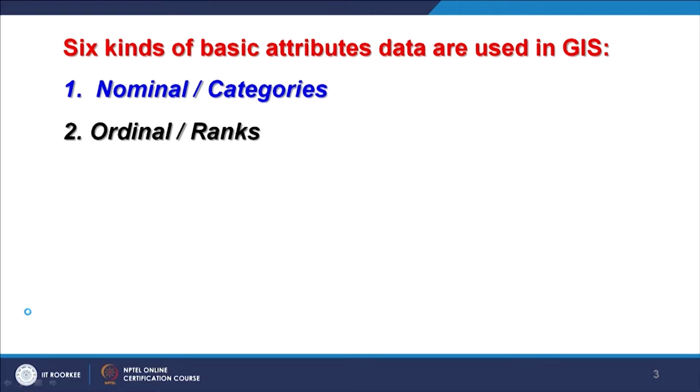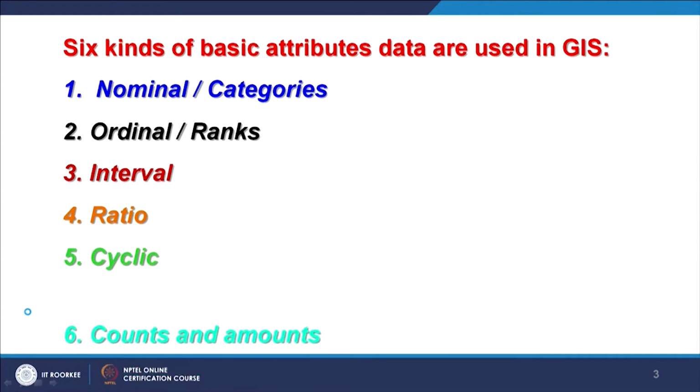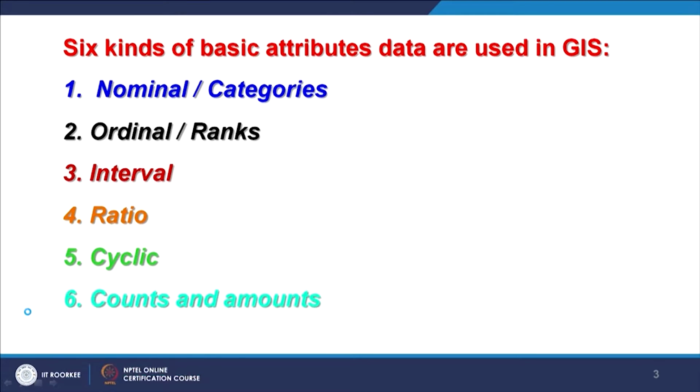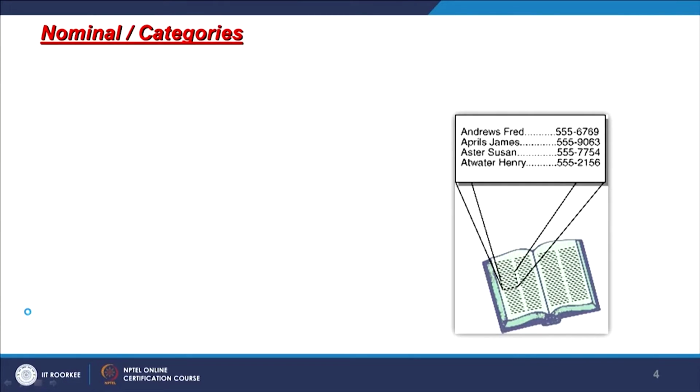Second is ordinal, or ranks data, and there is a difference between nominal and ordinal; we will see that in much more detail. Then interval, then ratio, and then cyclic data. Many times we have to use cyclic data, especially for bearings and other things, and finally counts and amounts. Counts and amounts have been added quite recently. So, in older literature you may find only up to 5 kinds of attributes, but now you would find counts and amounts. One by one we will go into detail.